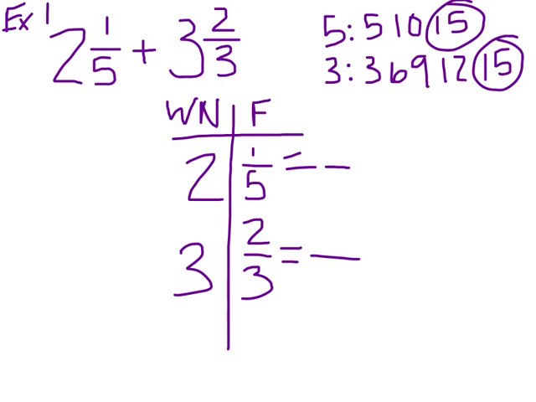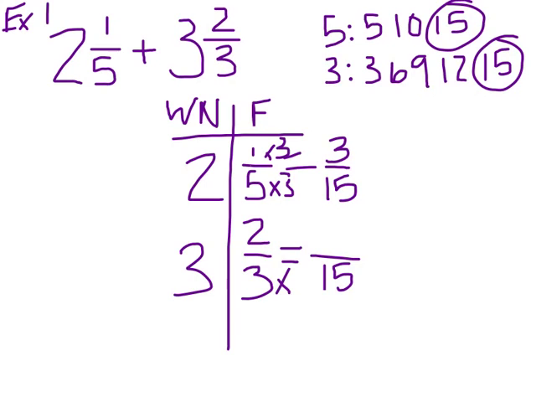Now I can change each fraction to an equivalent fraction over the least common denominator. Remember, the fraction has to have the same value, so I have to multiply by the same number in the numerator and the denominator. Let's do that now. How do I change 1/5 so that the denominator is 15? I multiply by 3 in the numerator and denominator. 1 times 3 is 3.